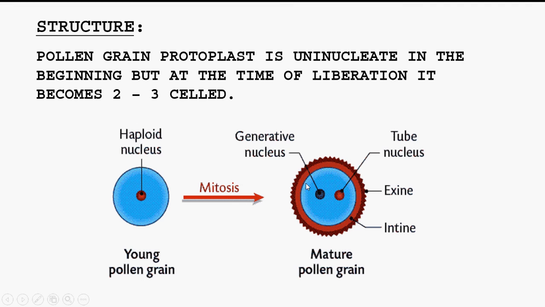This entire large portion is considered as a tube cell or vegetative cell, and its nucleus is this red colored one, the tube nucleus or vegetative nucleus. And this one is the generative cell and its nucleus. So at the time of liberation, the pollen grain consists of two cells: one is the vegetative cell or tube cell, and the other is the generative cell.